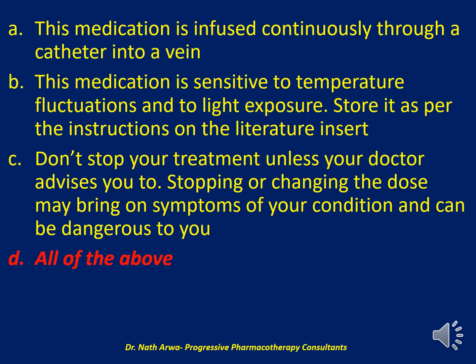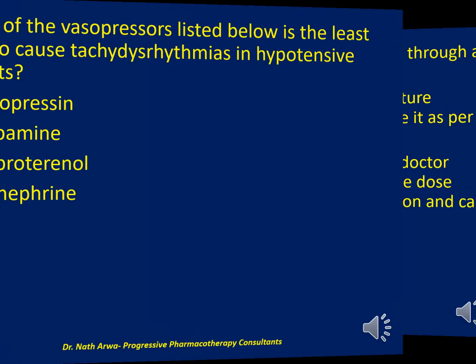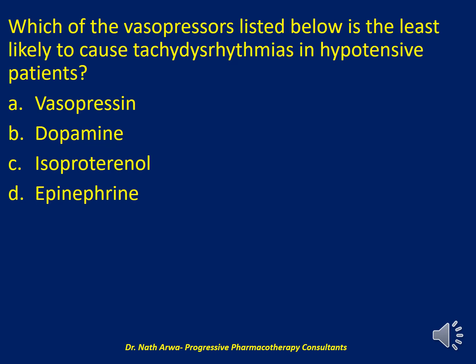So let's move to the next slide, please. So my next question to you is, which of the vasopressors listed below is the least likely to cause tachyarrhythmias in hypotensive patients? Is it vasopressin, dopamine, isoproterenol, or epinephrine? I'll give you 10 seconds to choose the correct answer.